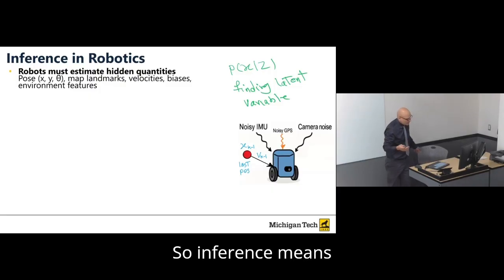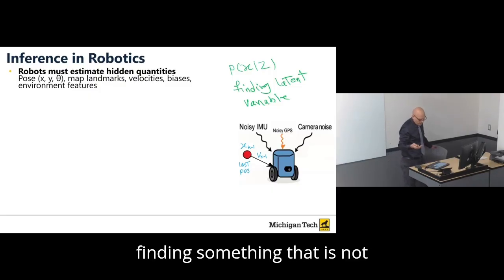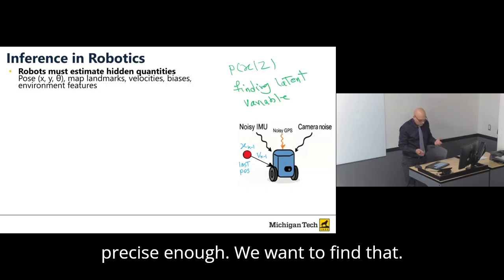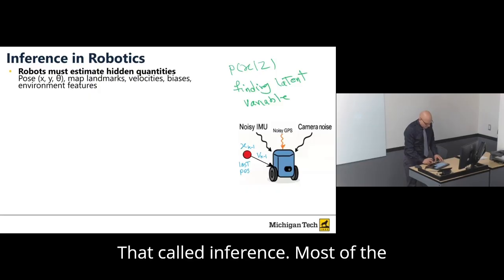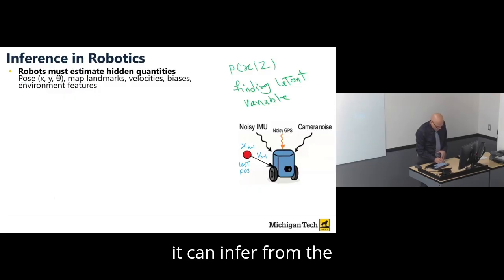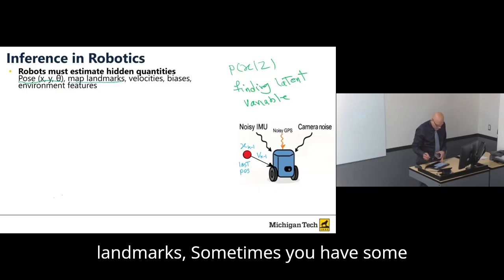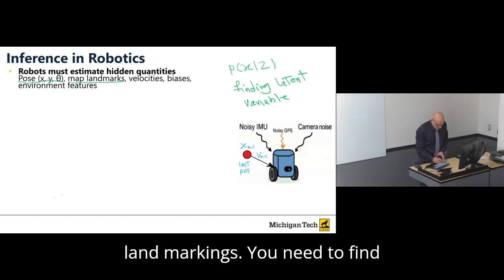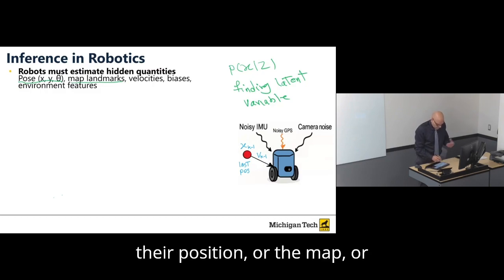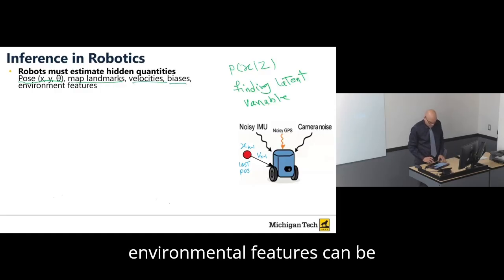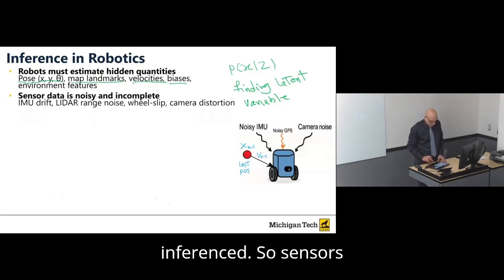So inference means finding something that is not observable or is not precise enough. We want to find that. That's called inference. Most of the time, for example, position can be inferred from the measurements, like a map or landmarks. Sometimes you have some landmarks, and you need to find their position, or the map, or velocity, or bias, or any environmental features can be inferred.